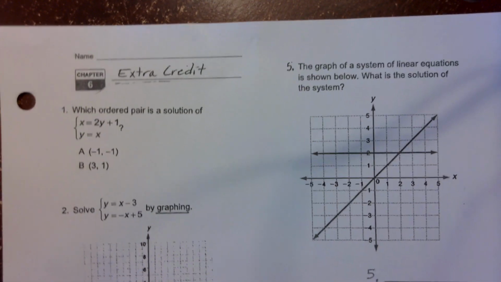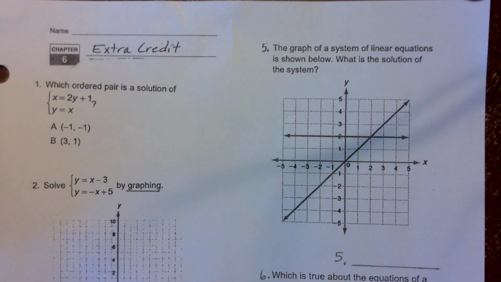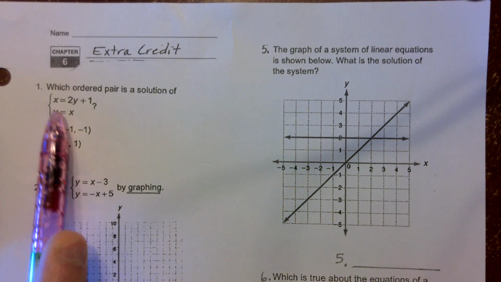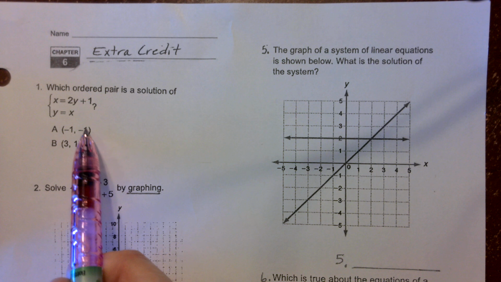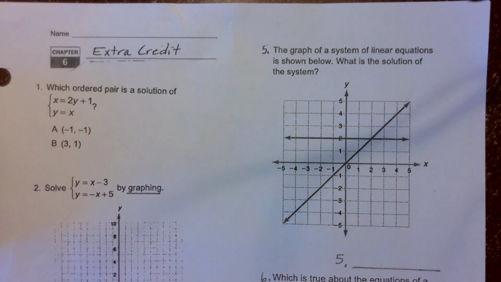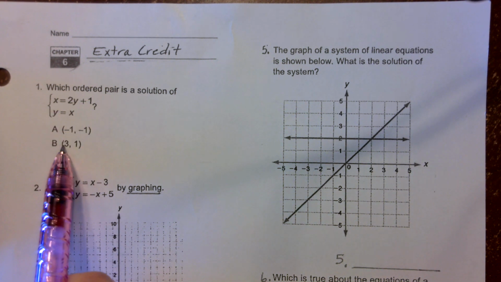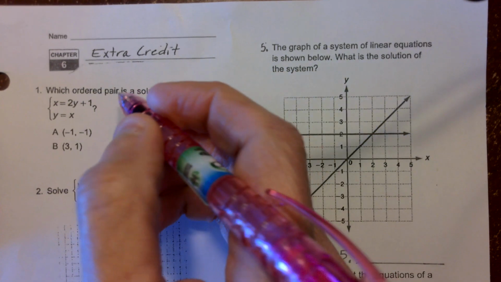Let's slide this down. Okay, so which ordered pair is a solution? They give you two linear equations, and you have to figure out if a pair is a solution. If it's a solution, it works for both of them. So you need to make sure you substitute this in and see if it works for both of them. If it doesn't, then you try the next one. So let's go ahead and do that.